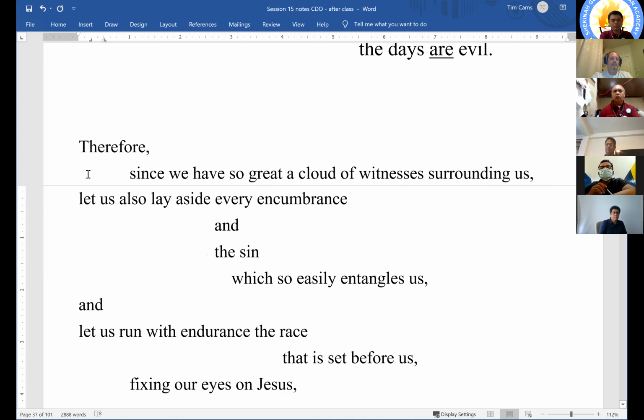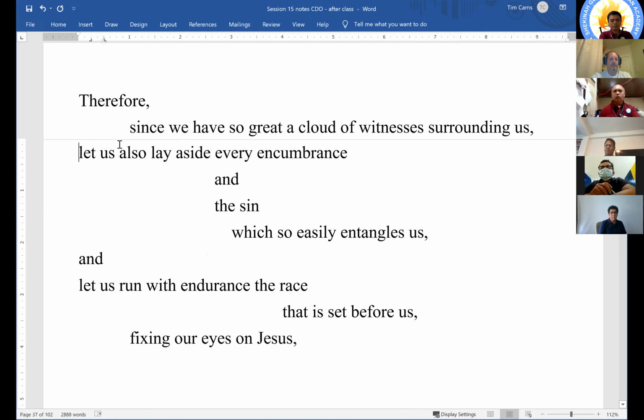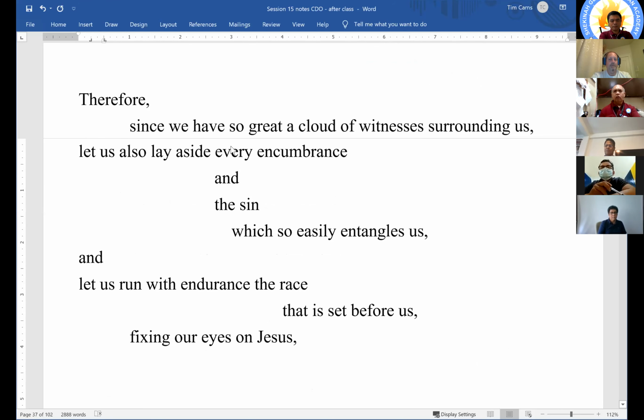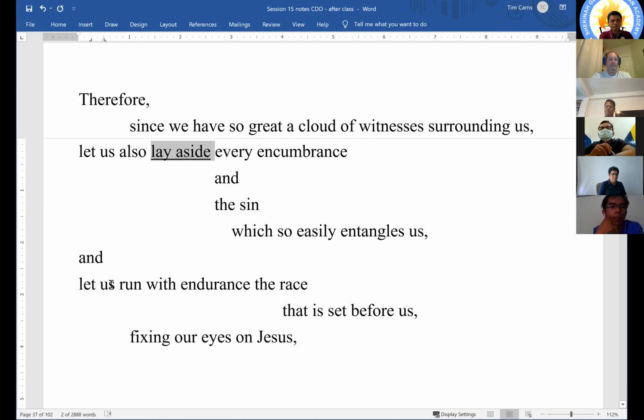All right. So notice we have how many commands here? Let us lay aside every encumbrance, 1. Let us lay aside the sin, 2. Let us run with endurance, 3. See that? These are our main verbs. Lay aside every encumbrance, lay aside the sin, and let us run. Okay? So we could say, let us lay aside 2 things and let us run with endurance.